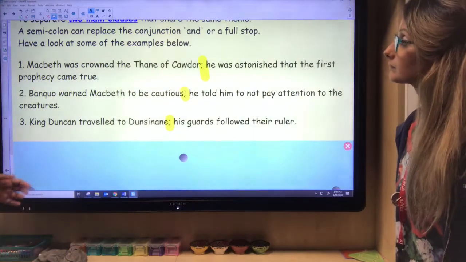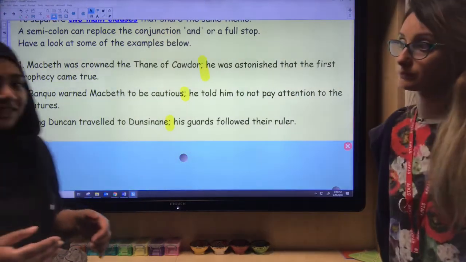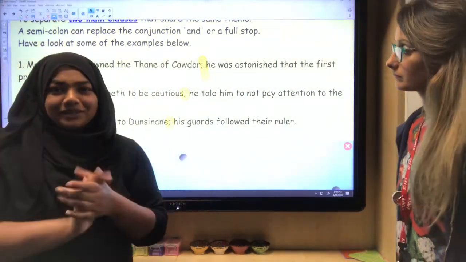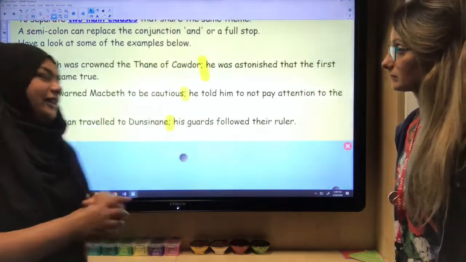So they're related. The sentences must be related. They cannot be two completely random sentences. You can't use a semicolon in that instance.